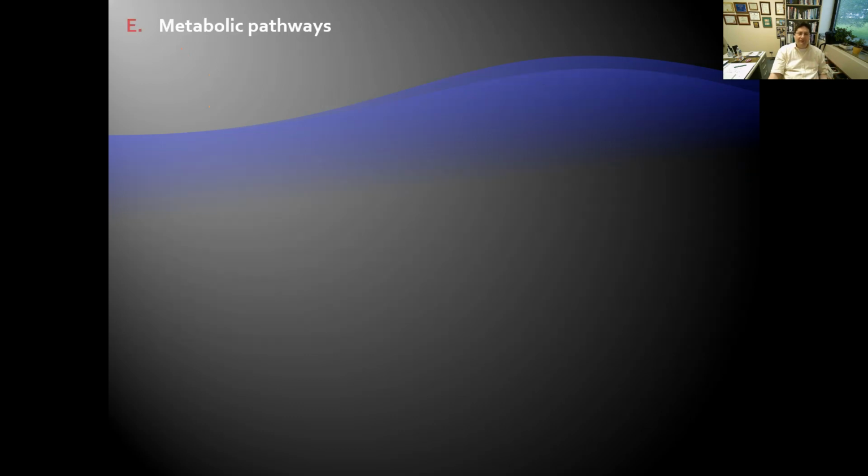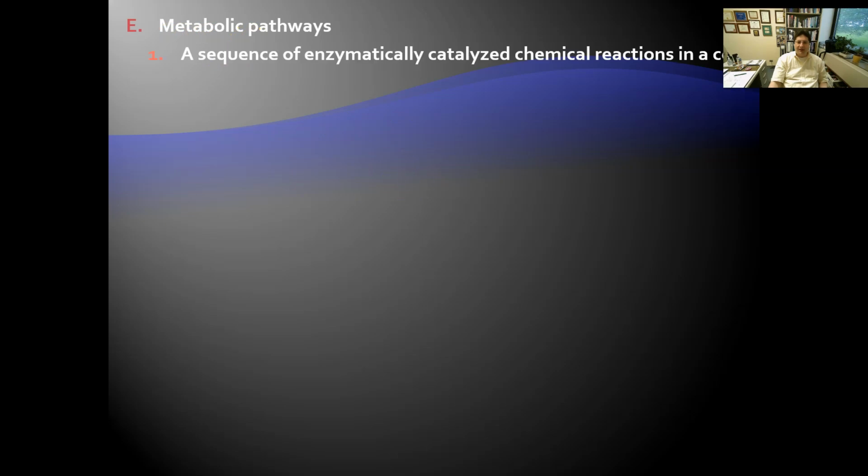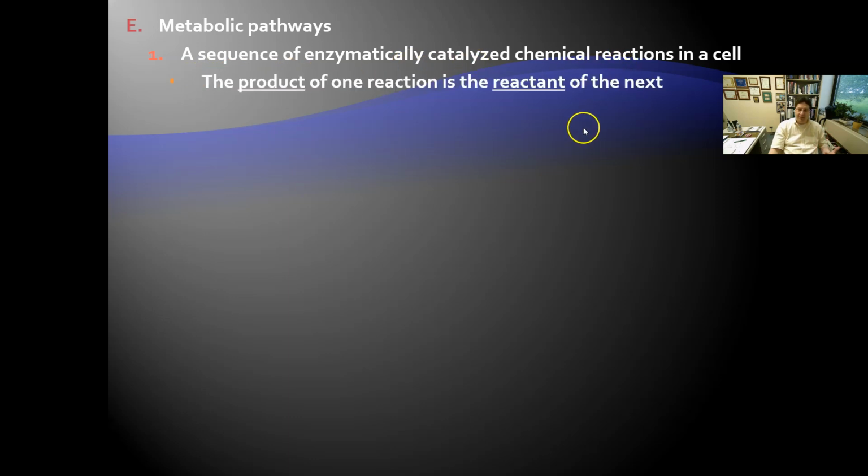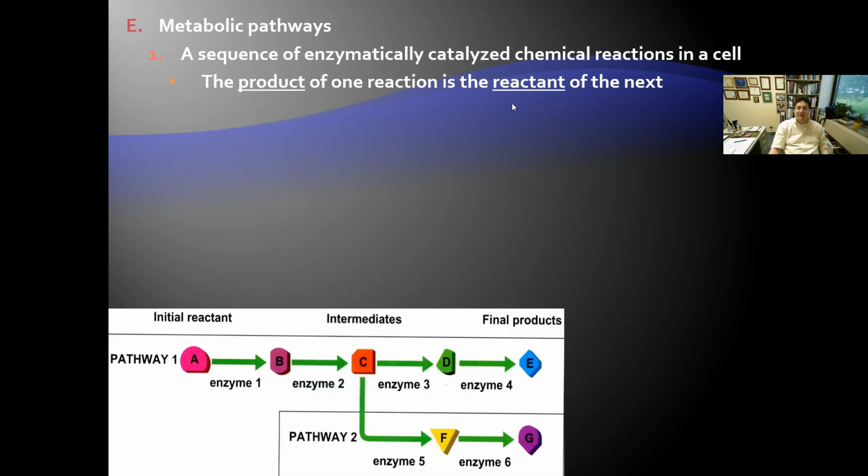Now, all of this can come together in what's called a metabolic pathway. This would be a series or sequence of enzymatically catalyzed reactions in the cell, where the product of one reaction becomes the starting material or the reactant of the next, and so on. So we might see it like this.